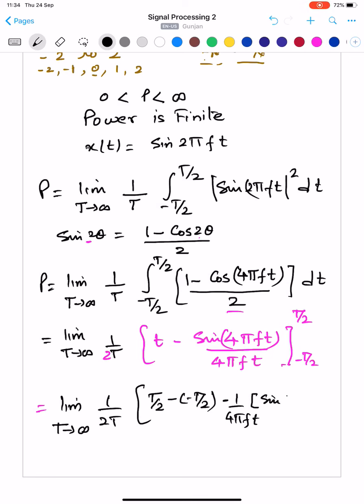it will be sin 4 pi f T by 2. Sorry, just mind the small space here. It will be sin of minus theta, and sin of minus theta is minus sin theta, so it will become plus sin 4 pi f T by 2.